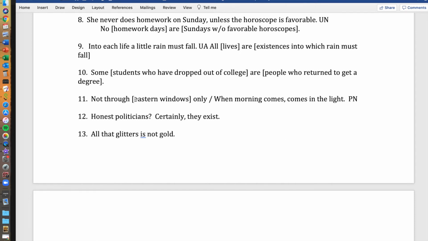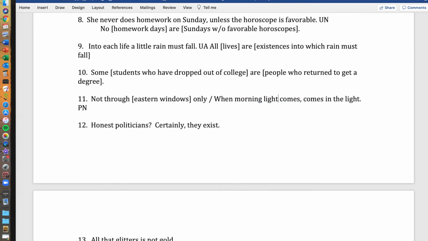So we have eastern windows here as one of our terms, but then we have this other part of the poem which just says, when morning comes in the light. So what do we do about that? Well, if you're thinking about, for instance, if you're in a house, how does light come in? It comes in through the windows. And so we could think about, if we have eastern windows as one of our categories, we could have morning light windows, right? Because we're talking about the light coming in through windows, morning light windows as the other category.